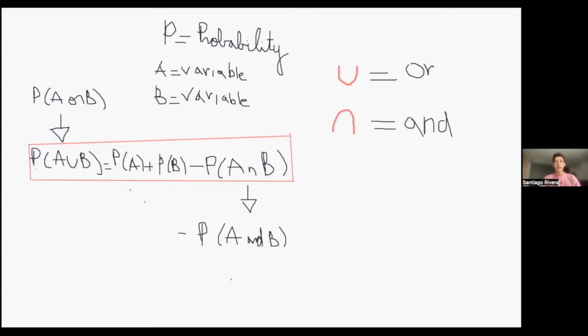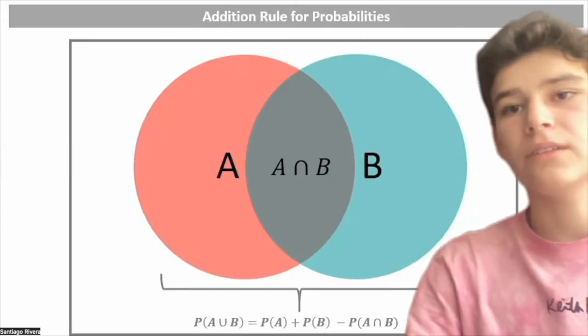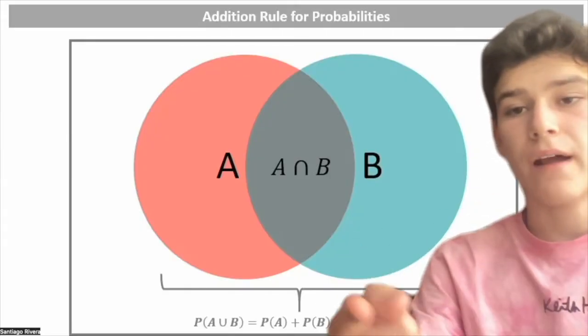Alright, so basically, the addition rule states that the probability of two events is the sum of the probability of two events minus the probability of both events happening. The addition rule of probability is expressed as the probability of event A or event B equals the probability of event A plus the probability of event B minus the probability of event A and B. This is how it's represented on a Venn diagram. The two variables are in the same event.